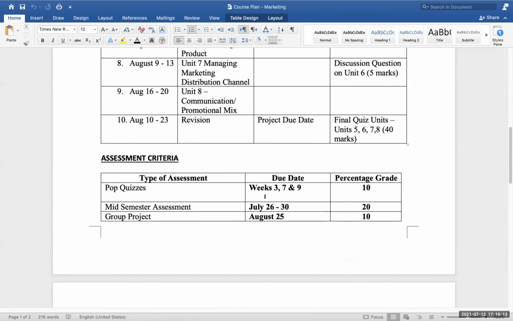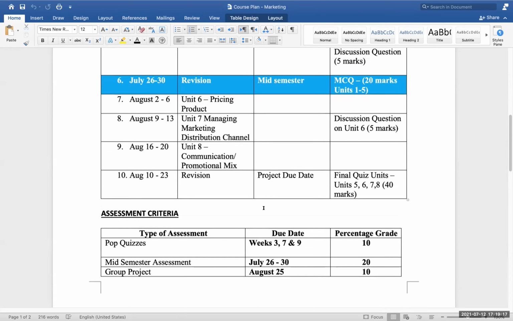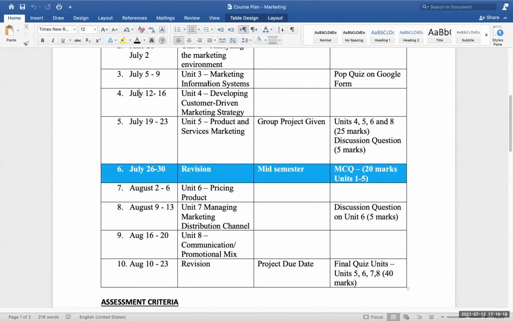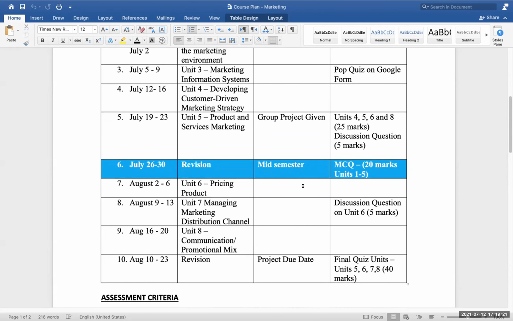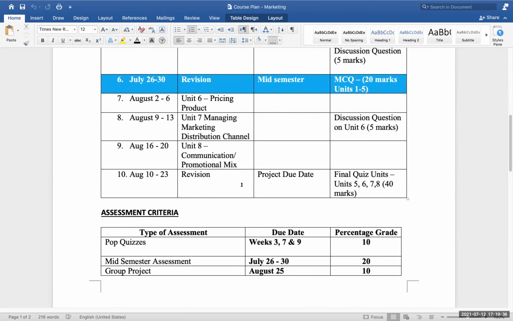So the pop quiz is weeks 3, 7, 9. We did 3, so in this week, no, I might push this one to the following week because it would not be fair for you to have done a mid-semester and then right after, the following week, you're doing another pop quiz. So I might push this, and in the final week you might get the last one.